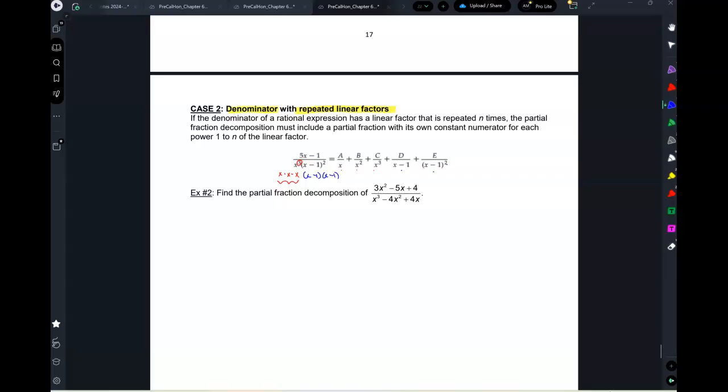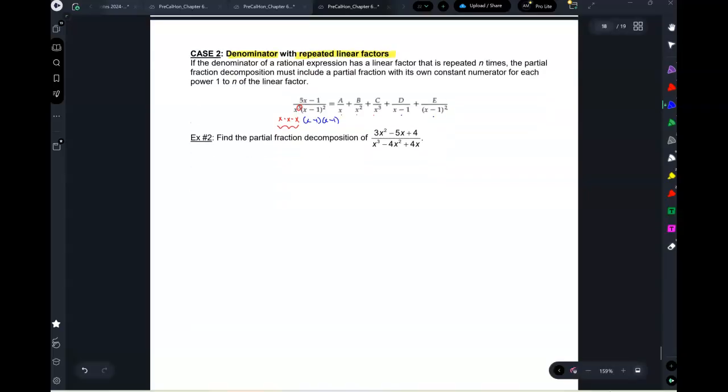Now, remember, technically, each of these are still linear terms. They are just raised to exponents. So x is linear squared, x is linear cubed. Here, the last one, x minus 1, is linear, but then it's squared. Each of these gets a constant, A, B, C, D, E. Okay, and then we do the same thing.